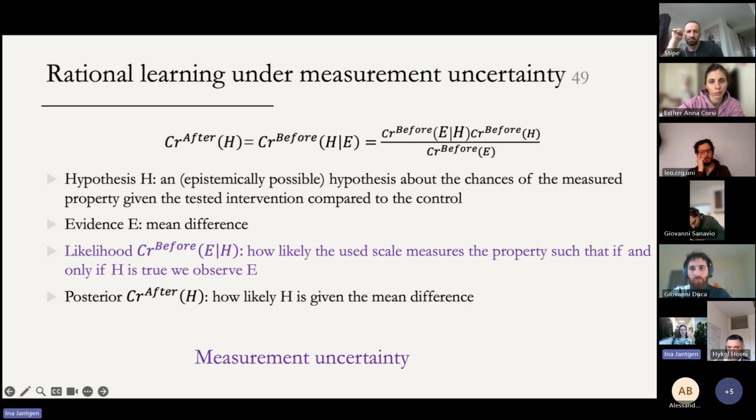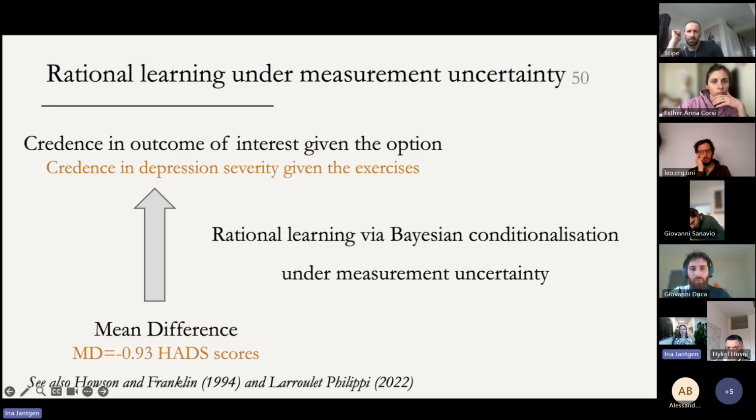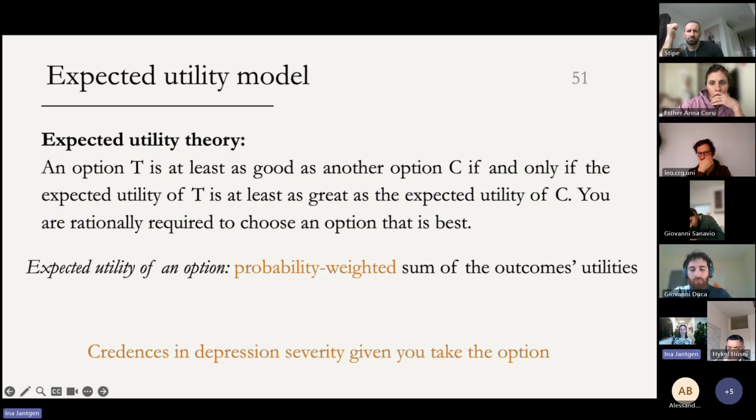Okay, so this is then how we take measurement uncertainty into account when we rationally learn. And then the idea is you update your credences when you learn a mean difference, and then you choose whichever option maximizes expected utility. So that is what it takes to make rational decisions in this context, according to this account.